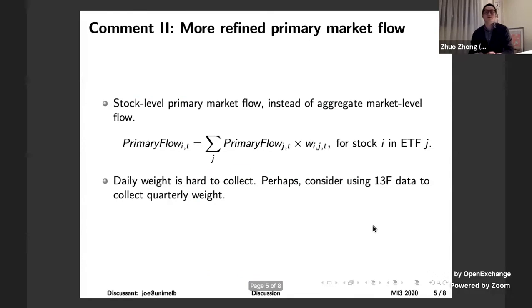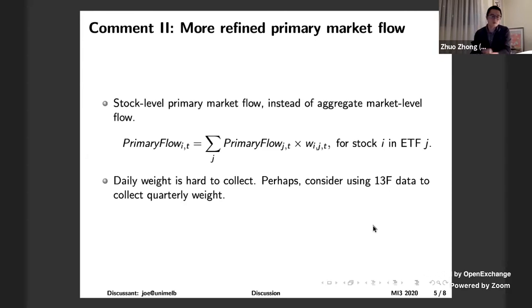My second comment is somewhat linked to this first comment. Maybe the primary market flow at the aggregate level is a bit too coarse. We may want some more granular data, like the stock level primary market flow. In a sense, we should probably take one stock and look at all the parent ETFs, and then integrate out the primary flow for all the parent ETFs using the weight of this stock in those parent ETFs. Then we construct a stock level primary market flow coming from the ETF actions.